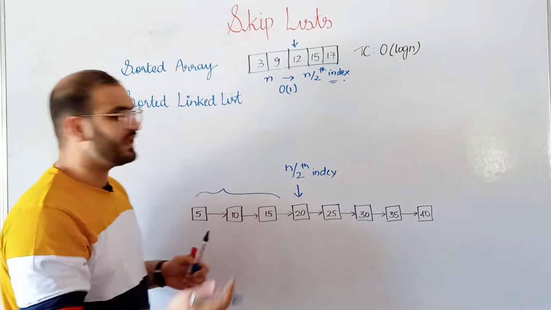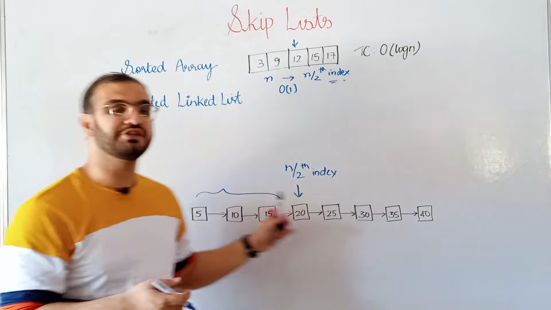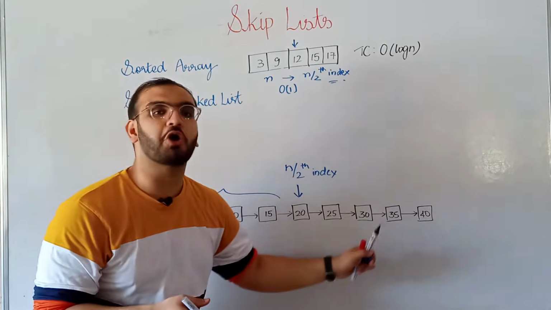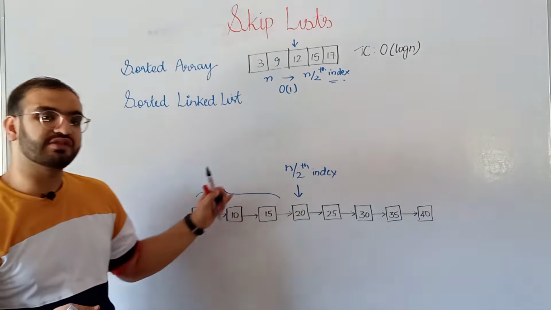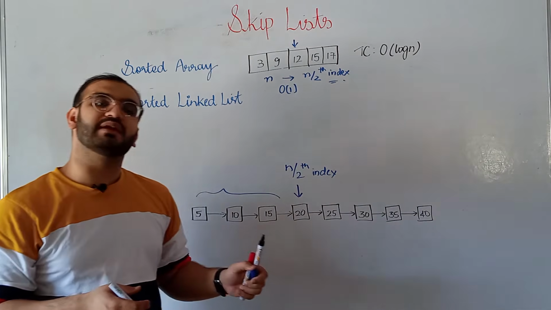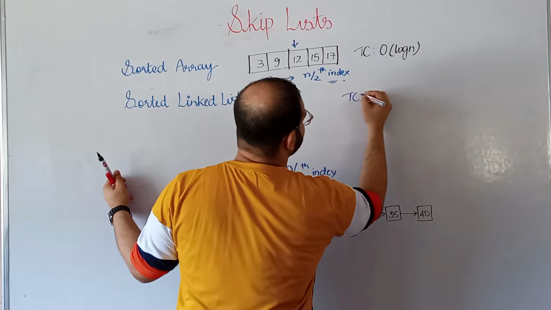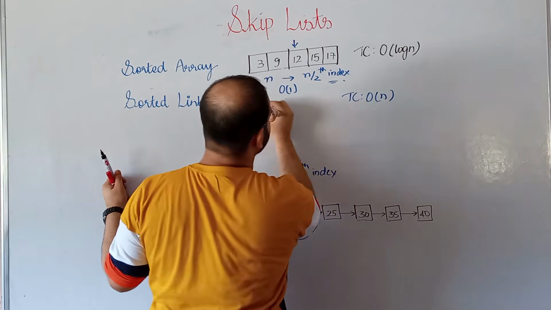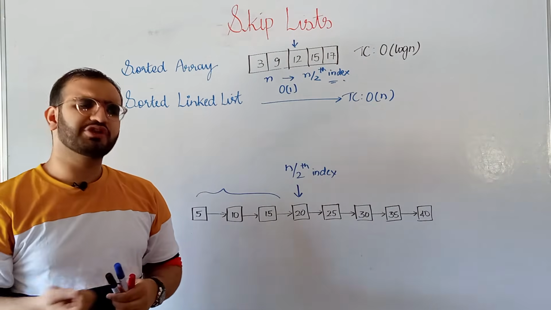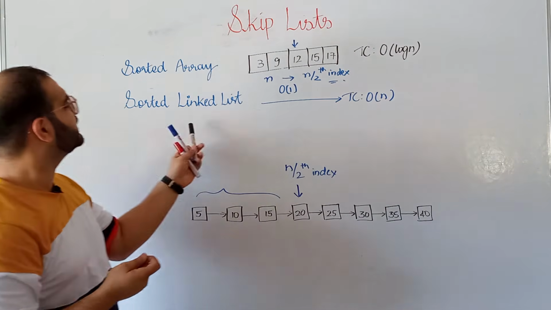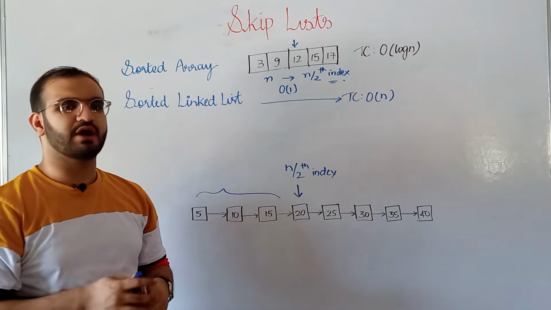So in the same way, because random access is not possible in case of a linked list and you need to traverse in a particular order, one by one through all the elements, the time complexity of the search operation will be order of n in case of a sorted linked list, right? So now the question arises: can we reduce this time complexity of order of n? Can we do something about it?